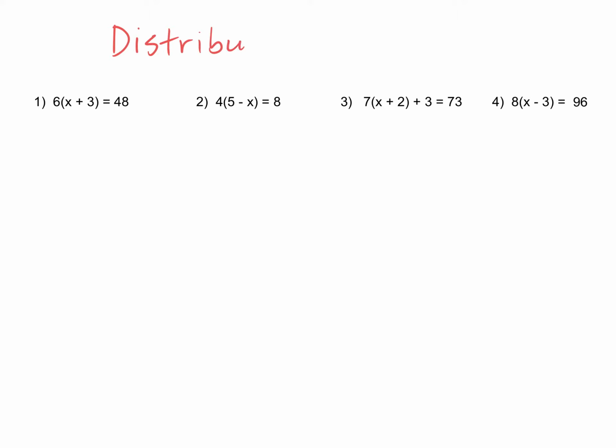Okay guys, good morning. Today we're going to be talking about something called the distributive property. And what that means is we're going to be dealing with equations that have brackets on them. So you'll notice these ones, they all have a set of brackets. These all have brackets on them.